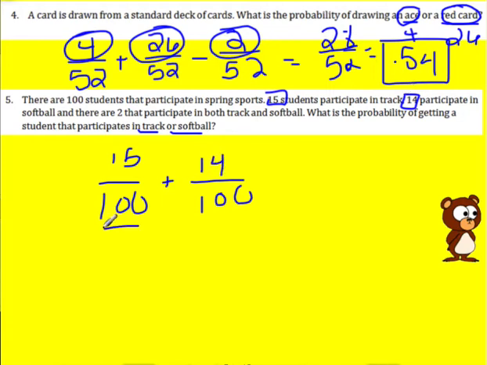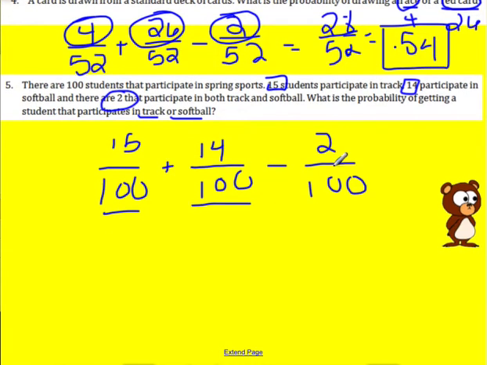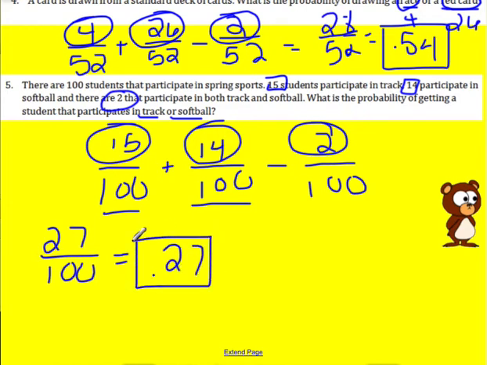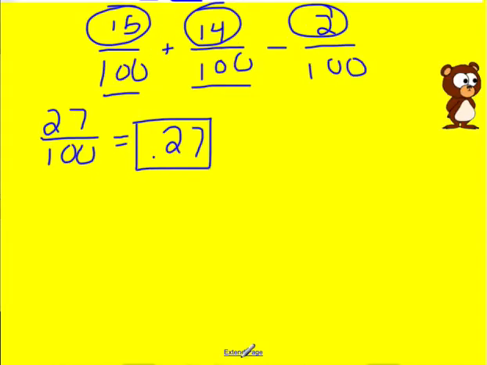So now I have track and now I have softball. And now what I need to do is subtract the probability of it being both. It gives us that there are 2 that are participating in both, so I'm going to be subtracting off 2. So I'm going to do 15 plus 14 and then minus 2. That's going to give me 27 divided by 100, and that gives me 0.27. So there's a 27% chance that if we pick someone, they are in track or softball.